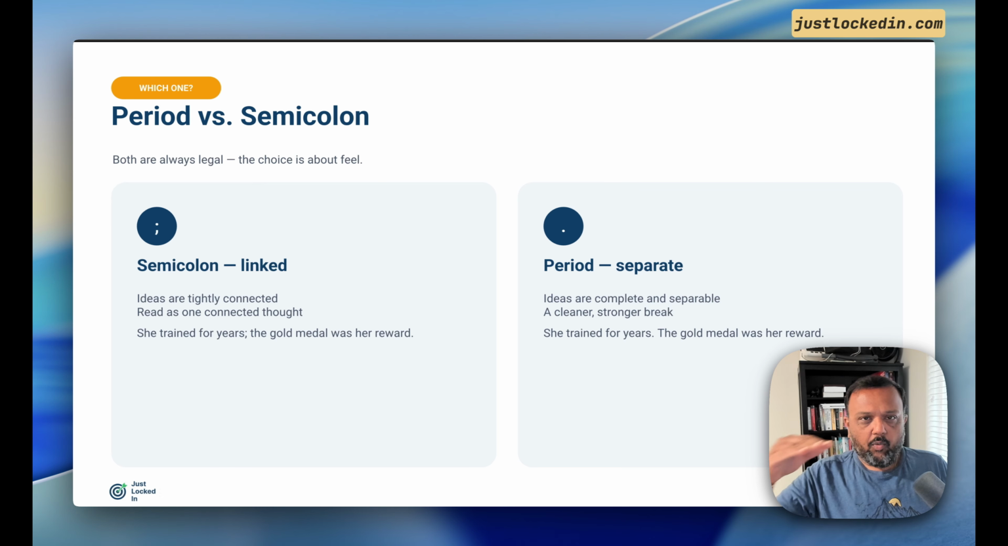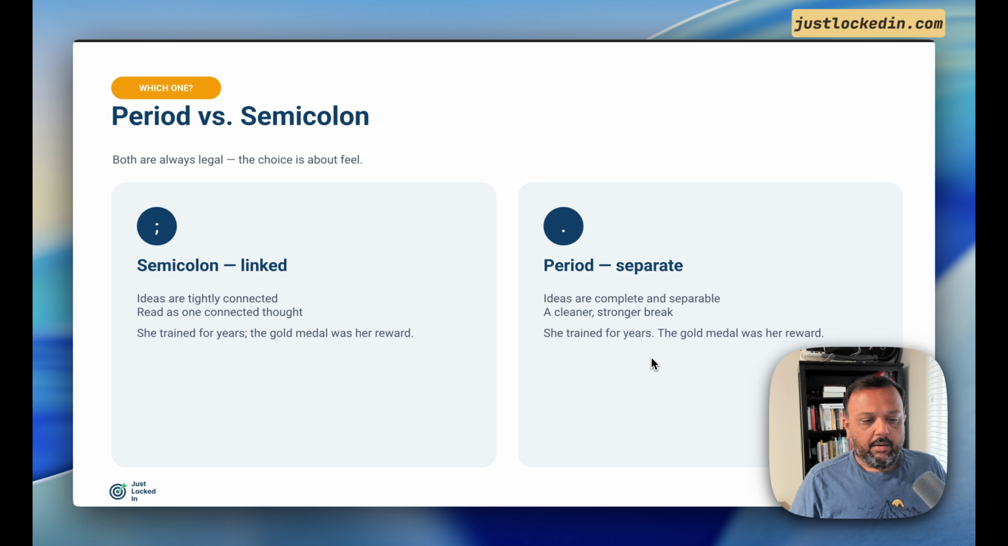See how I read it in one breath. She trained for years; the gold medal was a reward. So you are explicitly asking the reader to make that connection. That is, hey, the gold medal was the reward for her intense training. So we emphasize that connection by using that semicolon.